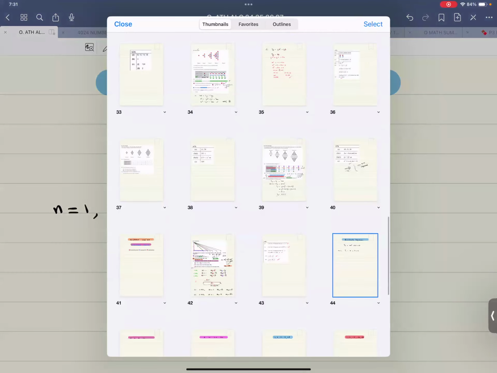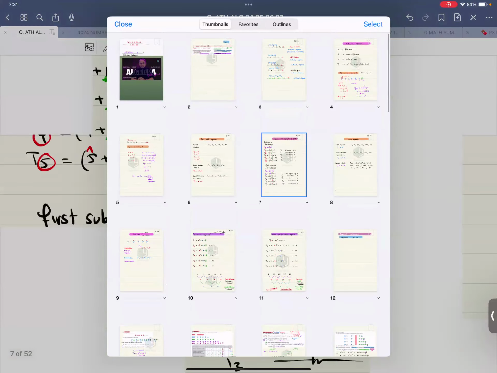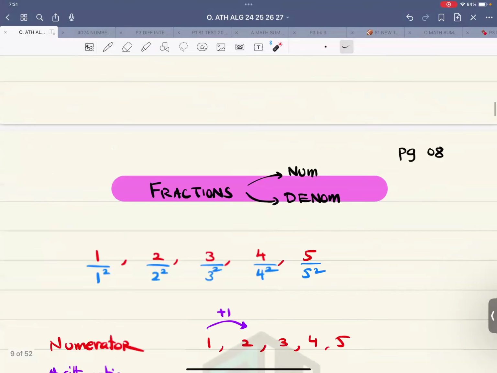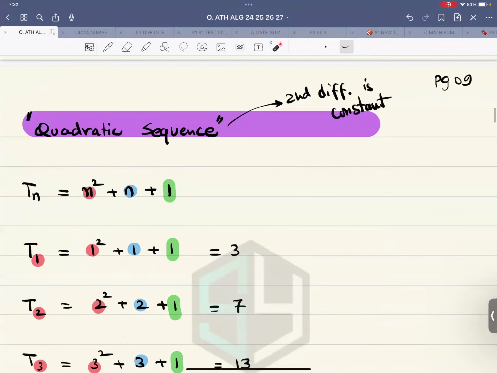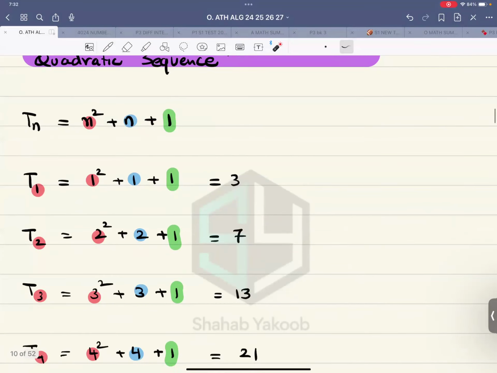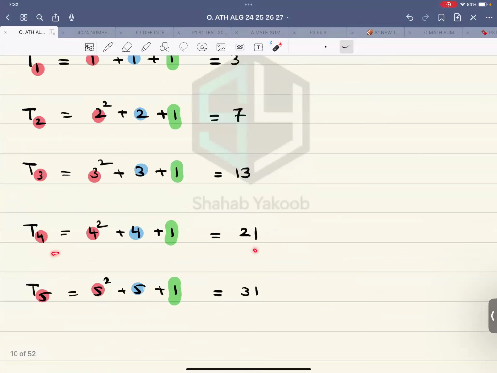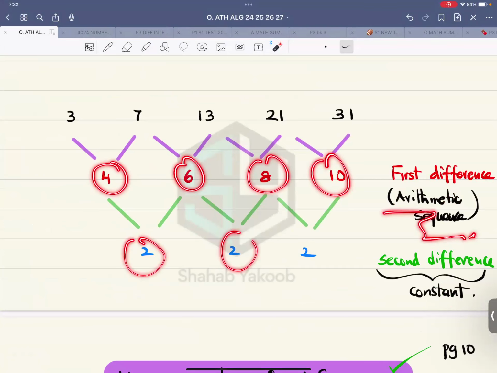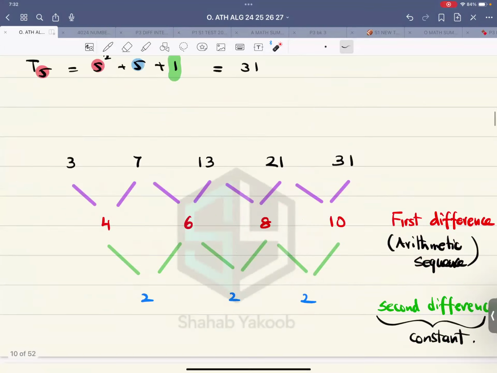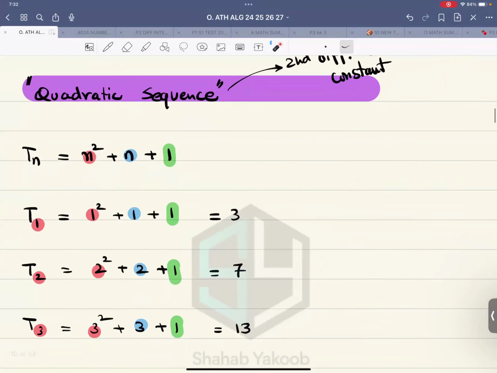Now, if you remember, if I go to the very first class notes, we saw some kind of quadratic sequence over here. There it is. A quadratic sequence is something in which the second difference is constant. For example, I wrote this thing, n squared plus n plus 1. I wrote T1 is 3, T2 is 7, T3 is 13, T4 is 21, T5 is 31. The first difference is an arithmetic sequence, the second difference is a constant. That's what makes this thing a quadratic sequence. And we were just focusing on that.